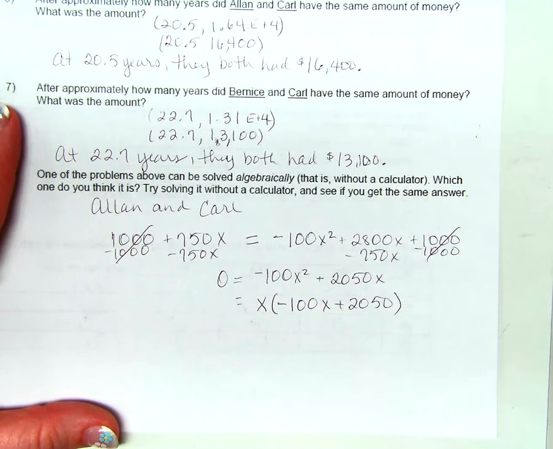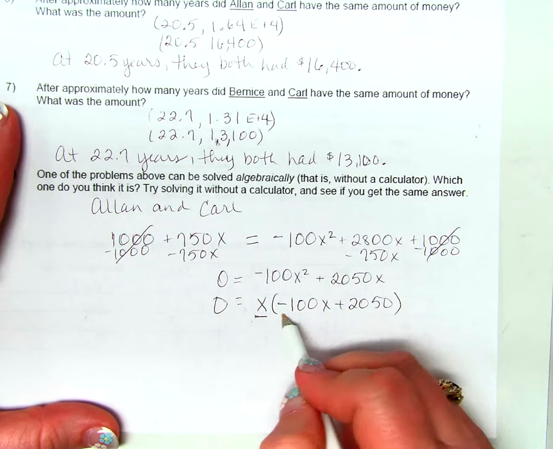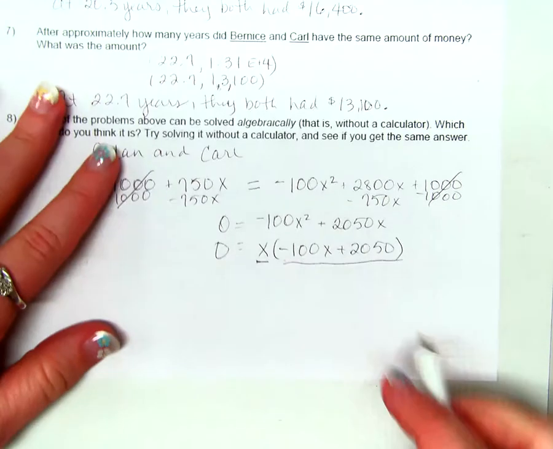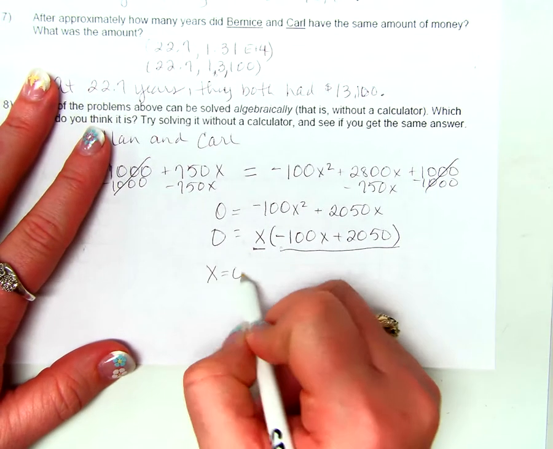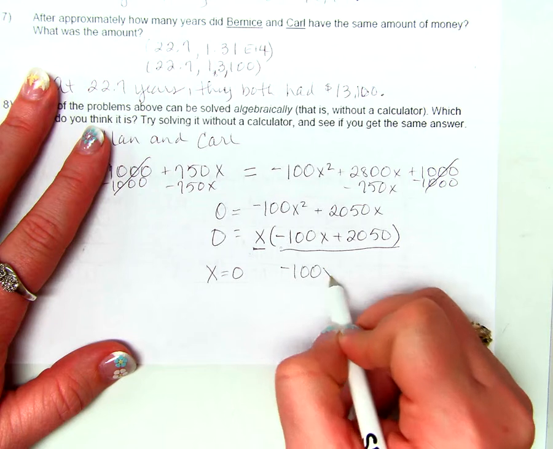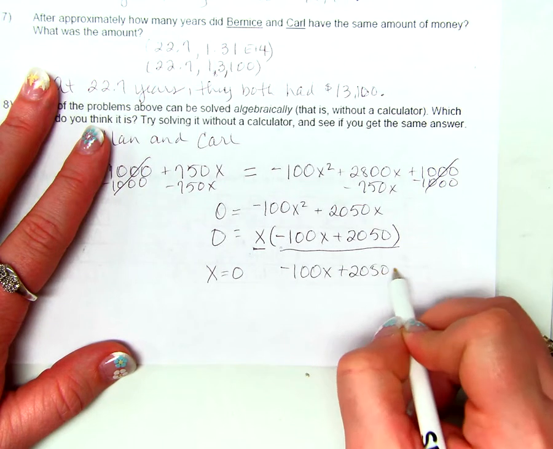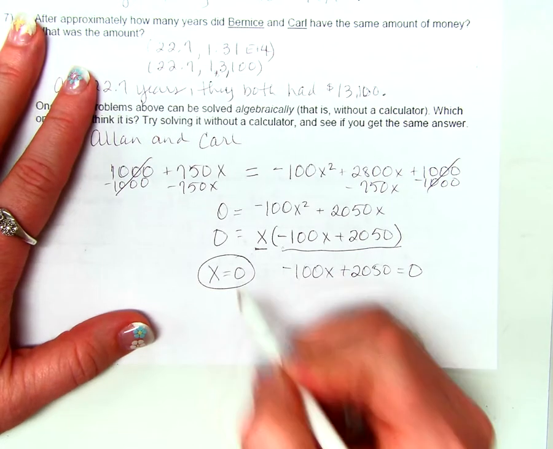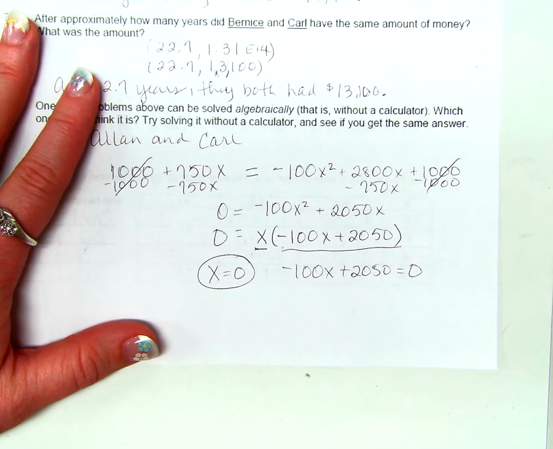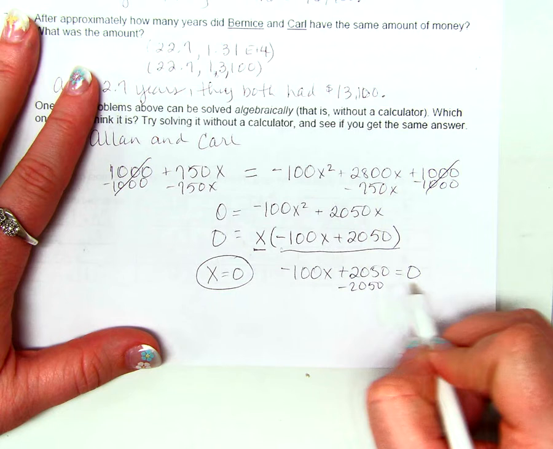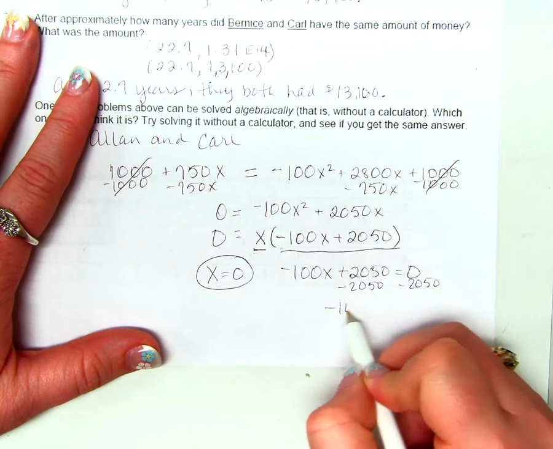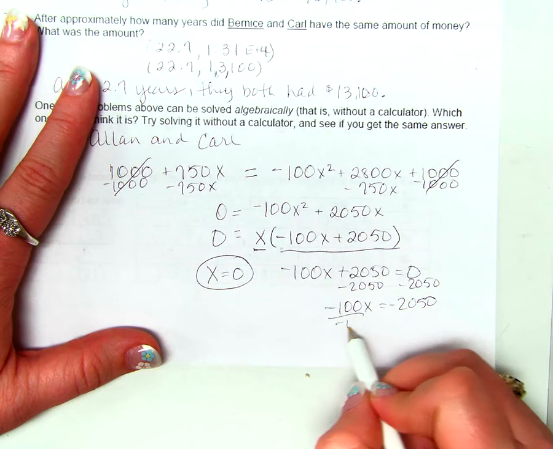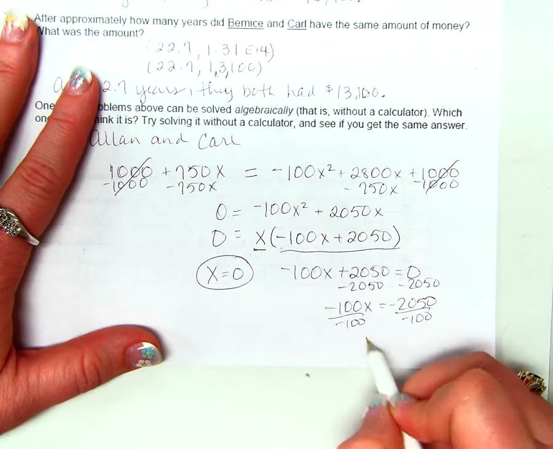If I have two numbers that multiply by each other and get 0 as the answer, what has to be true about one of those numbers? One of them has to be 0. Let's make both of these numbers equal to 0 and figure out what that gives us. I should say at least one of them has to be 0, right? So one of my possible answers is x equals 0. If I divide both sides by negative 100, I get x equals 20.5.